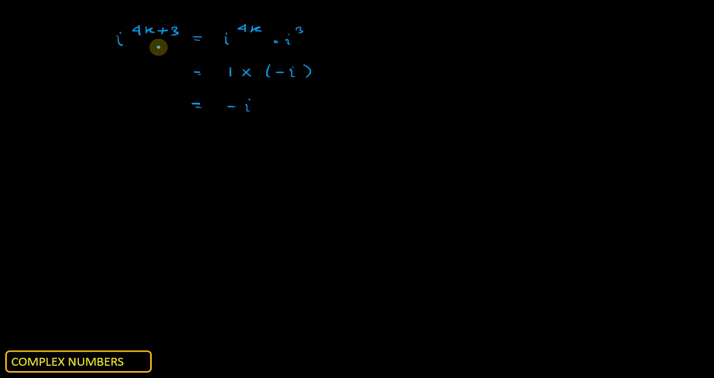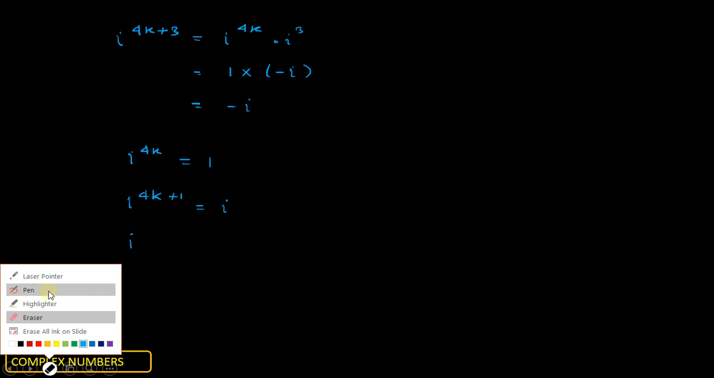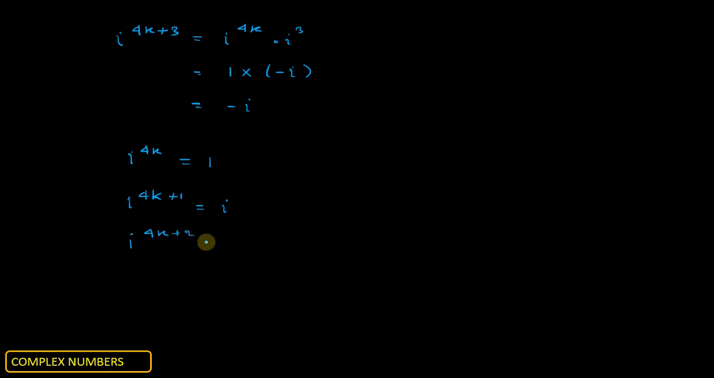When we have remainder as 0, when we divide the power by 4, in that case the value will be what? 1, means iota raised to 4k will be 1, iota raised to 4k plus 1 will be iota, iota raised to 4k plus 2, we have minus 1, iota raised to 4k plus 3, we will have minus iota. Okay, so remember this.